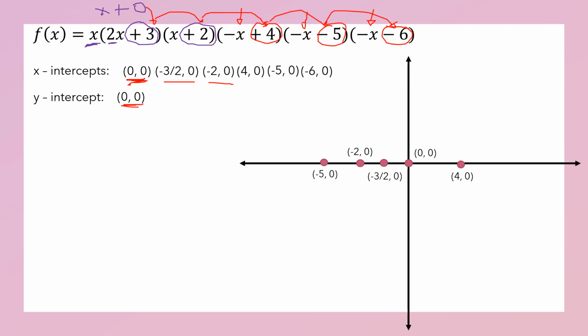Then the last one is negative 6, 0 on the left side again of our x-axis, and farther than negative 5. There it is. So next is for the y-intercept, which is 0, 0. There's no need to replot it again because we already have 0, 0 on our x-intercept. Next thing is where to connect all of these dots.